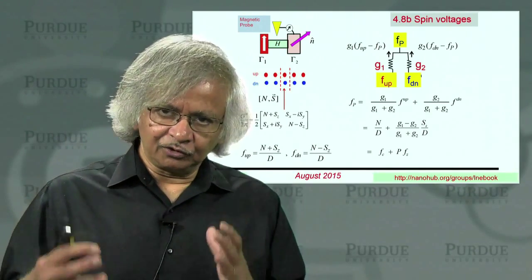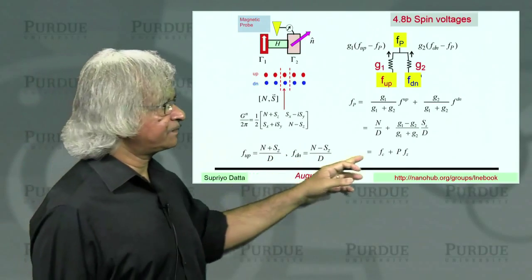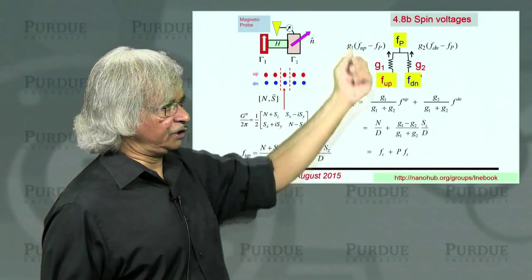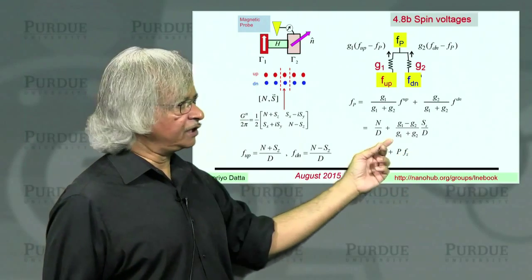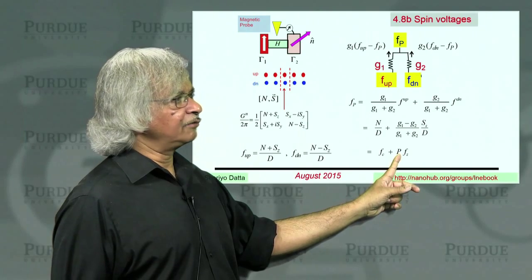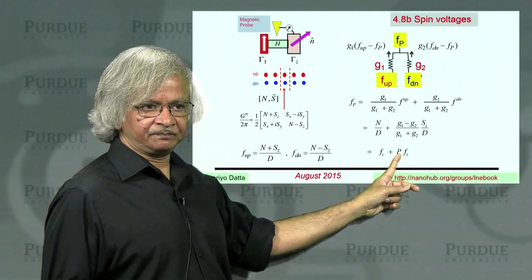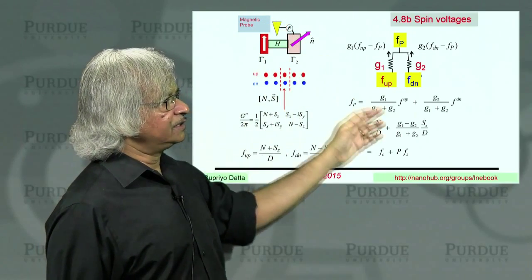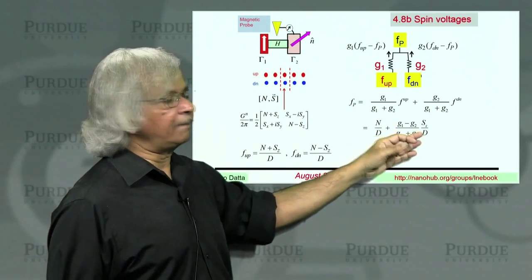You just have a total amount of number of electrons. So this is the new concept that we are introducing. That's the spin voltage, related to the spin voltage. And (G1 minus G2) over (G1 plus G2), that's what you usually define as polarization. That is, how well this probe discriminates between up and down.